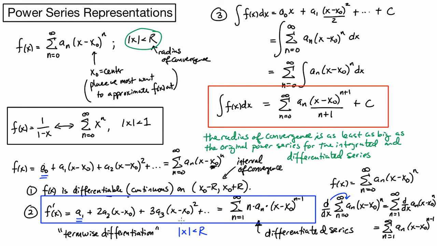In this case, I didn't take into account the center point when I wrote this. The center point is at x naught, so we would write this as the absolute value of x minus x naught less than r. So it has a radius of convergence of r. This has a radius of convergence at least r. It could be bigger than r. In other words, here we didn't include the endpoints. Here we might be able to include the endpoints, and the same thing here. This will have a radius of convergence of at least r.